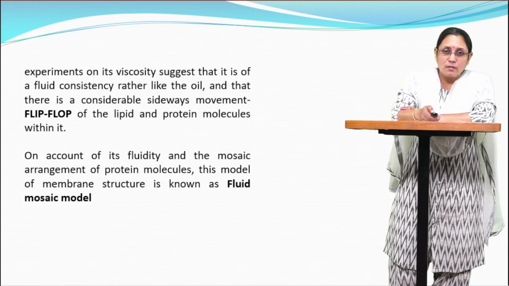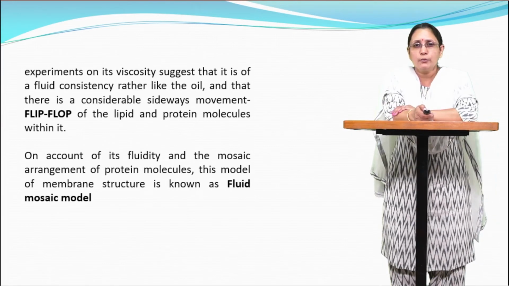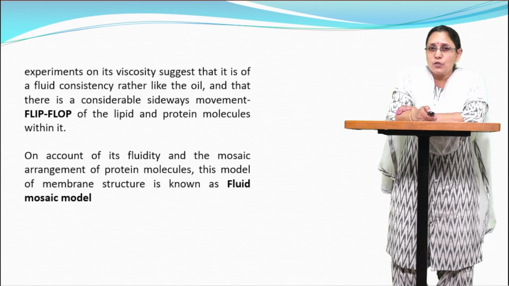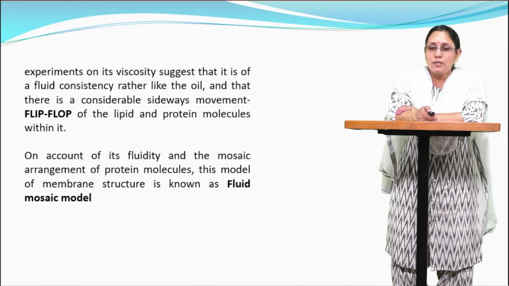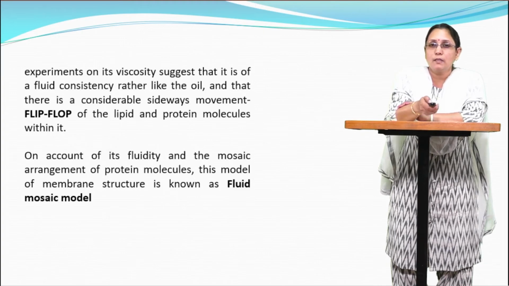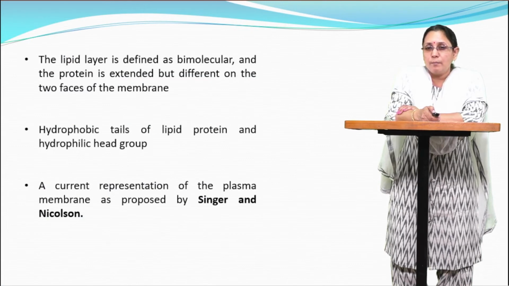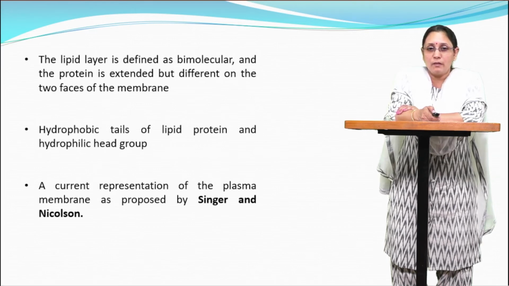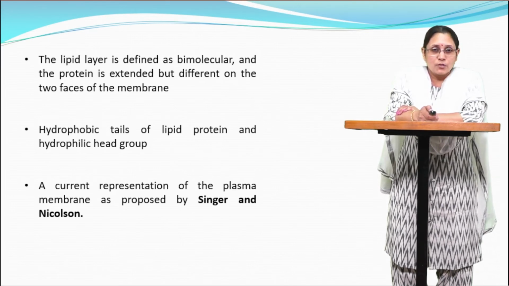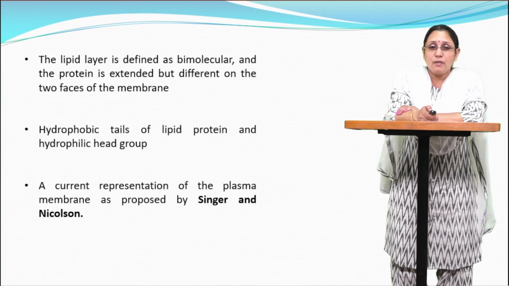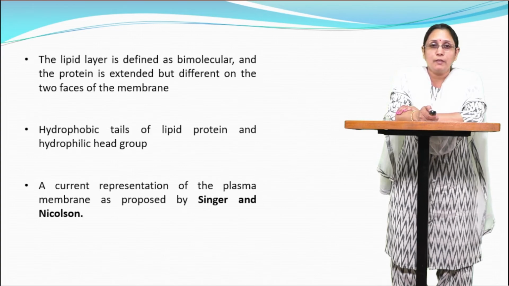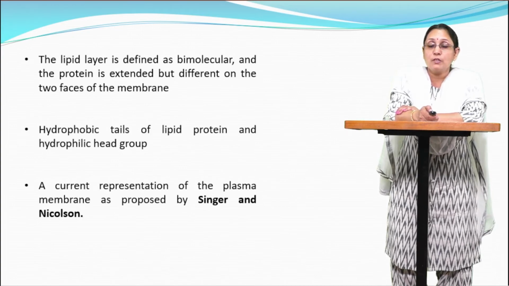We have already seen in the previous slide that due to the function and arrangement of lipids and proteins associated with this lipid bilayer, this structure is called the fluid mosaic model, which was first suggested by Singer and Nicolson in 1975. The lipid layer is defined as bimolecular and the protein is extended, but different on the two faces. The lipid bilayer is made by the hydrophobic tail of the lipid and the hydrophilic head, which is polar in nature.